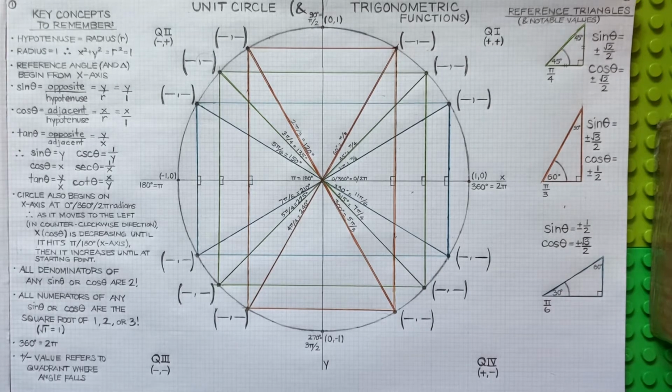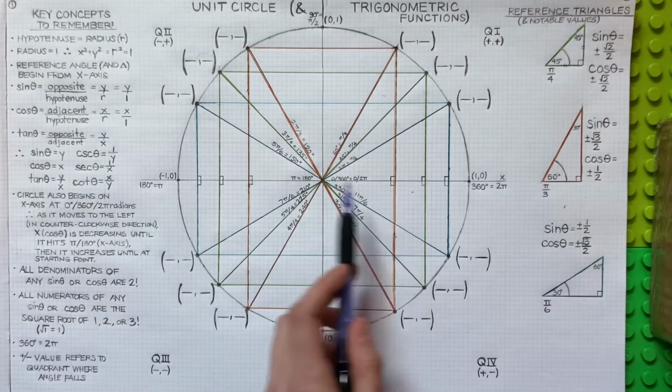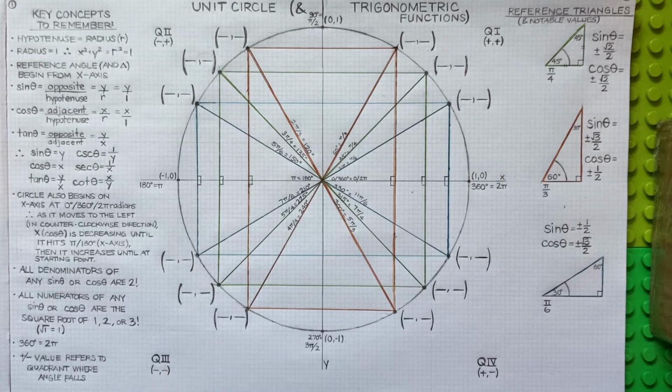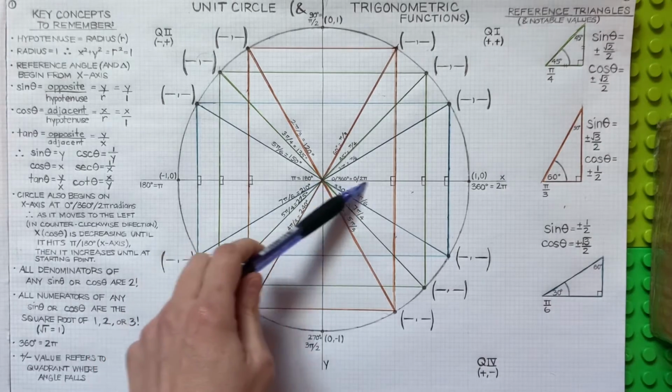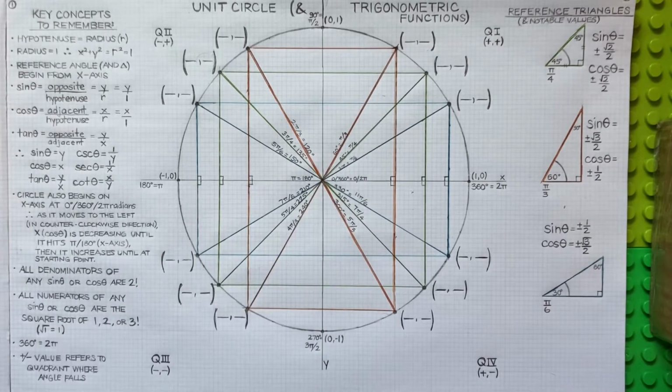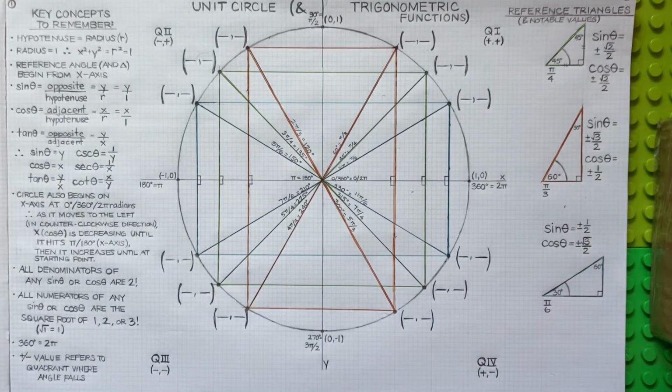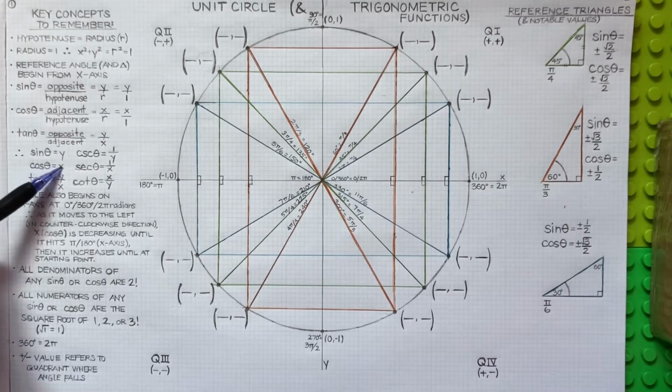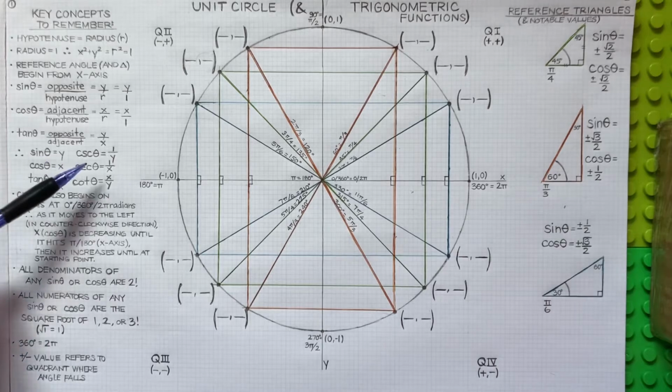Now the cosine is going to be adjacent because we always reference the angle from the x-axis. So the cosine is adjacent over hypotenuse. So we can say that the cosine is the x-coordinate of any given point on the circle. And then the tangent is just going to be y over x because it's opposite over adjacent. Now, given that sine of the angle is going to be y, cosine is going to be x, and tangent is going to be y over x, we can also say that the cosecant is going to be 1 over y, secant is going to be 1 over x, and cotangent will be x over y.